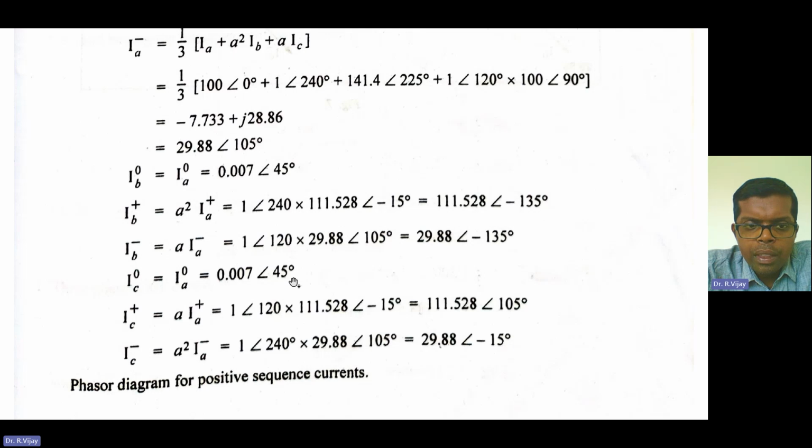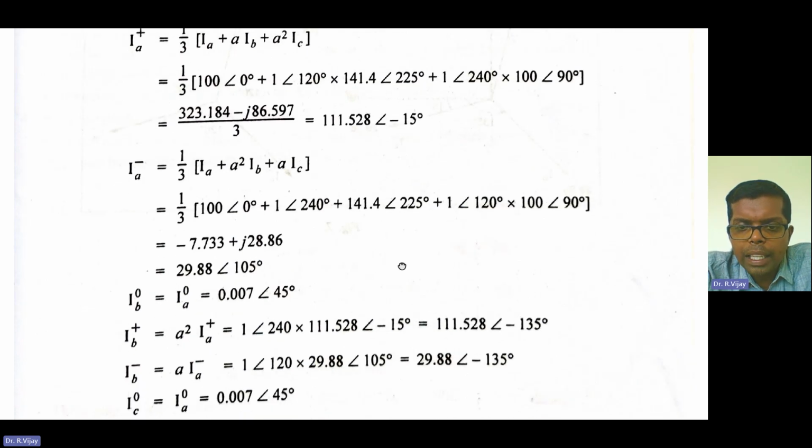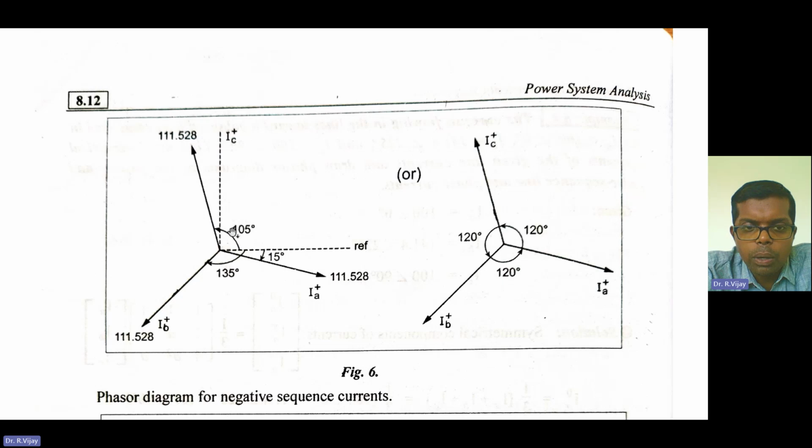Next, IC positive. IC positive is 111.528 at the angle of 105 degrees. So here also same magnitude. IB positive also same magnitude, IC positive also same magnitude, IA positive also same magnitude. Only the phase angle differs. Here it is plus 105 degree. You need to carefully note down plus 105 degree.